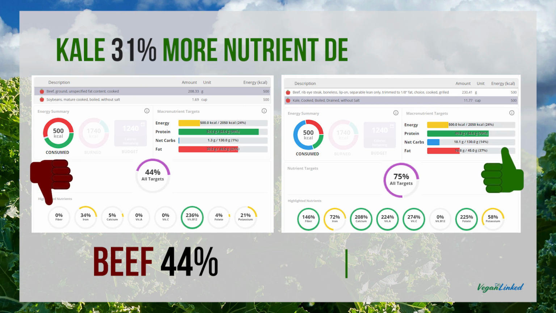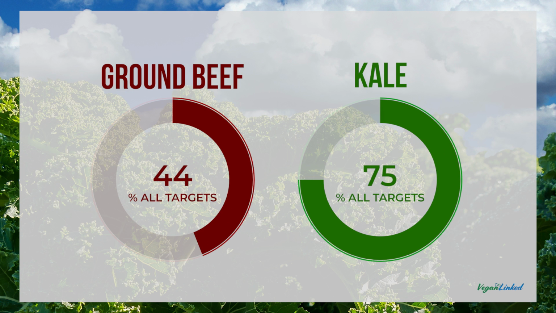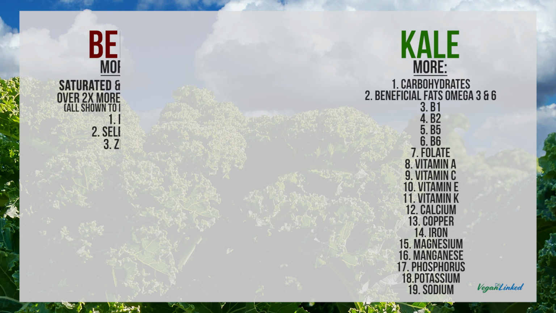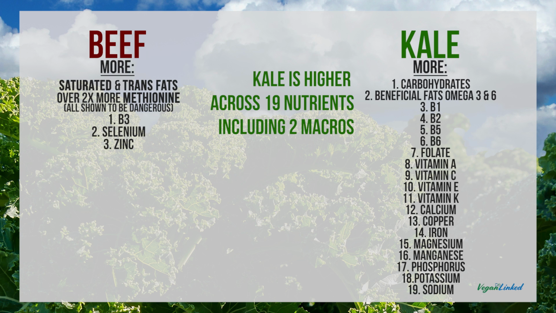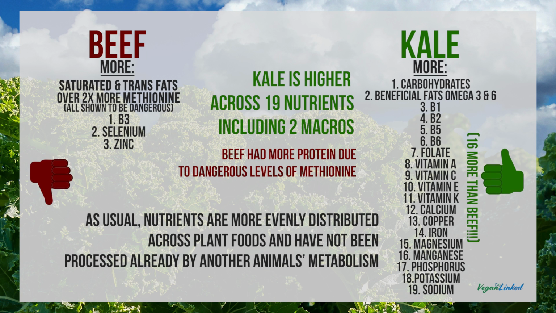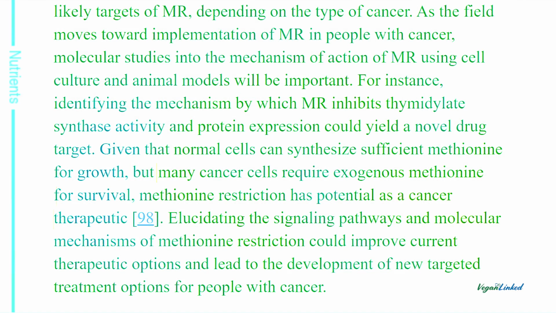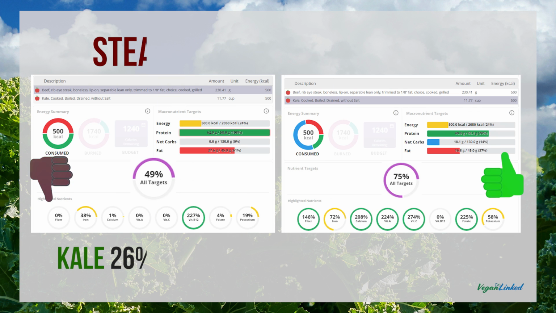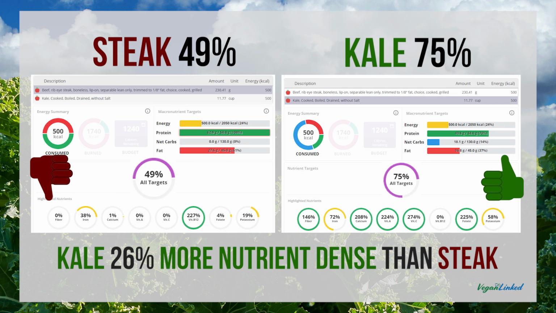Kale is 31% more nutrient dense than beef. Kale met 75% of all targets, ground beef still only 44%. Again, here's the nutrient breakdown. And of course, the highlighted nutrients are the ones that are higher. So kale came in higher across 19 nutrients, including 2 macros, and that third macro, protein, it was the same as beef, except beef had dangerous levels of methionine, the sulfur-containing amino acid that's been shown to be detrimental to health. Steak is only able to meet 49% of all nutrient targets, whereas kale, 75%.